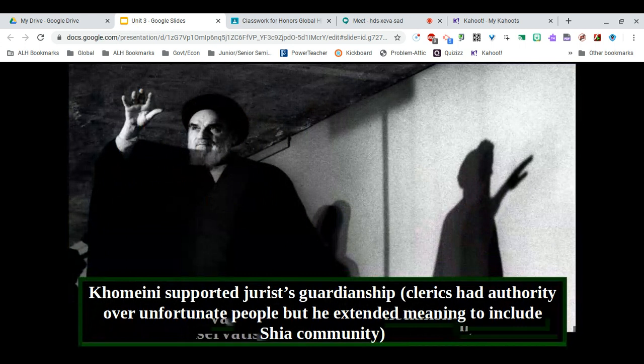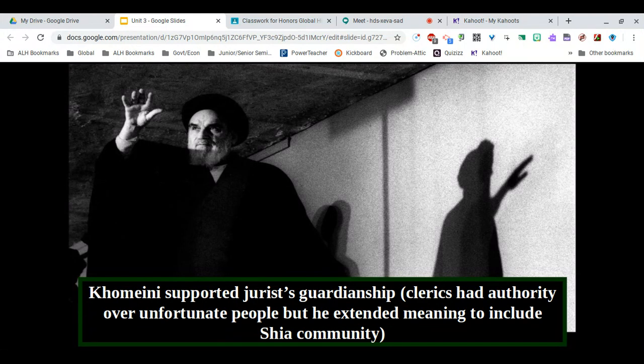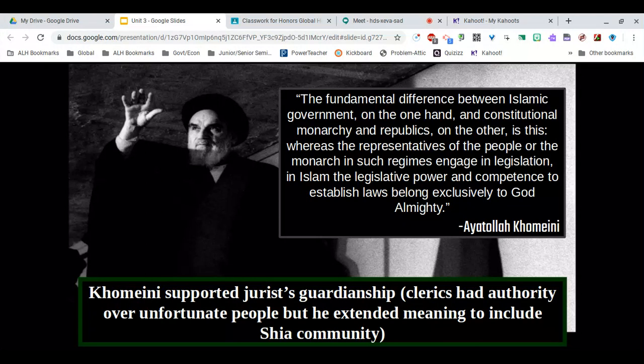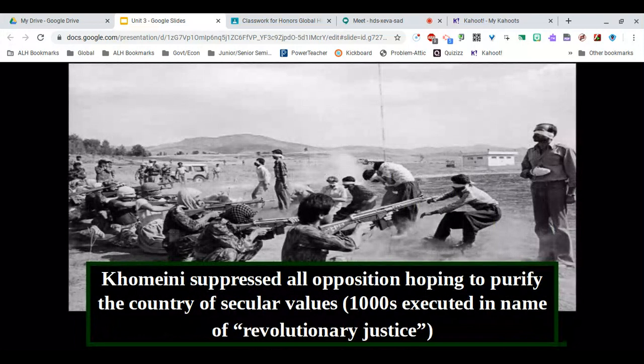So the Khomeini supported jurist guardianship. Clerics have authority over unfortunate people, but he extended meaning to include the Shia community. Remember when we initially started talking about Islam at the very beginning of the year, we talked about the difference between the Sunni and the Shia, and how you have those two different groups that while they are members of Islam, they are still very different and do have issues with each other. So Khomeini suppressed all opposition, hoping to purify the country of secular values.